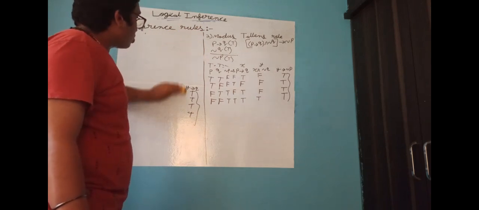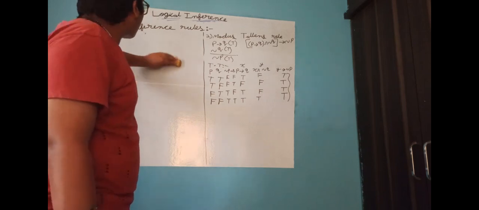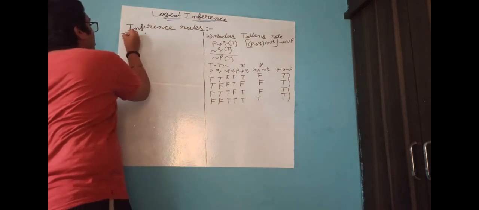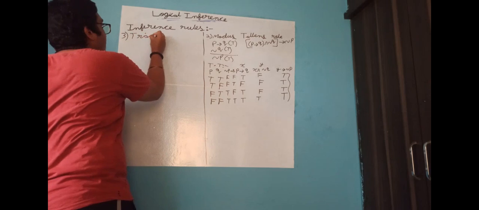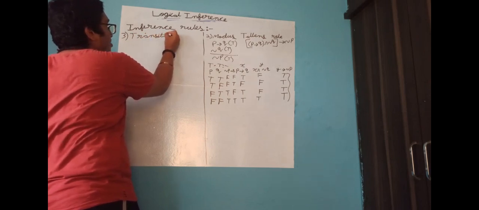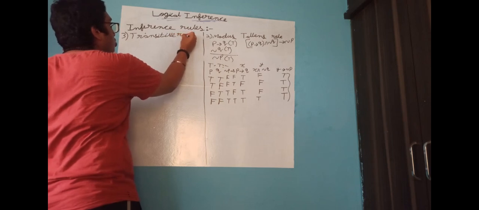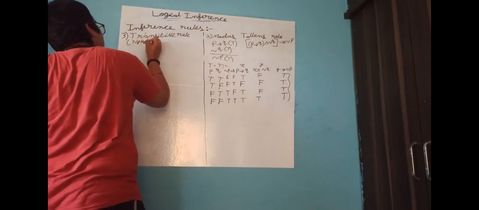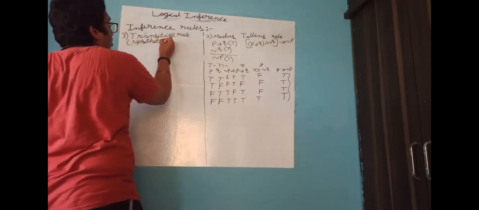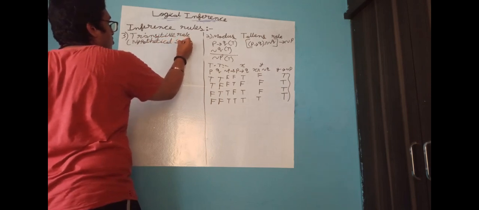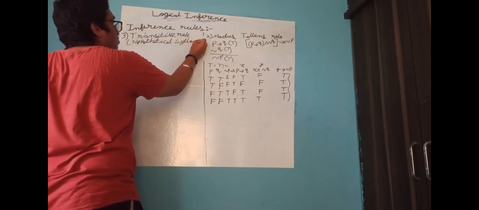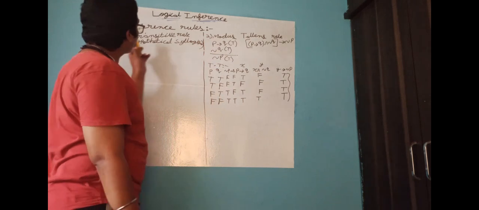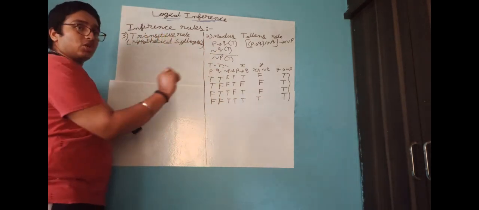Next, coming to the transitive rule, or hypothetical syllogism. Third one, transitive rule. This is also known as hypothetical syllogism. By the name itself you can understand we will get a transitive relation.